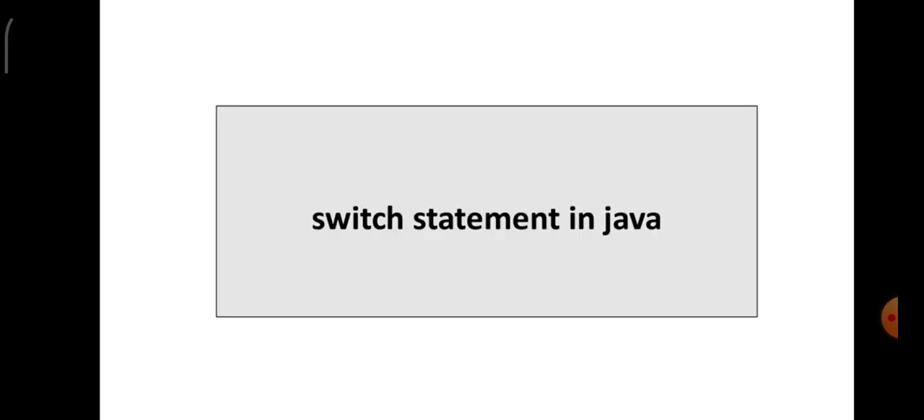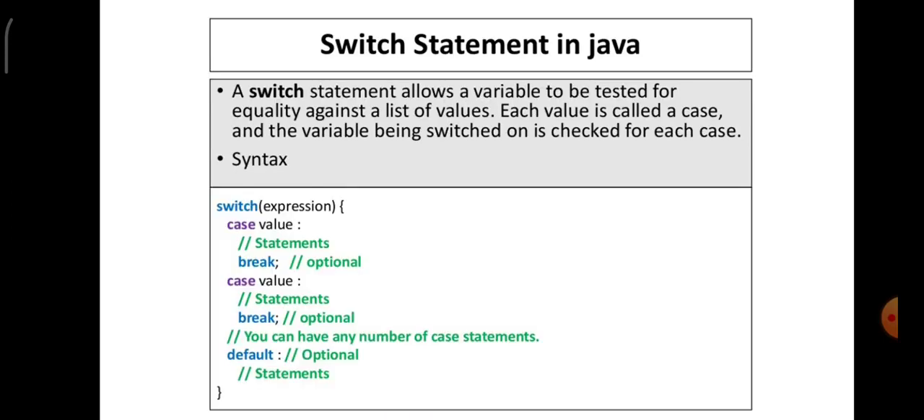Now let us move on to the switch statement in Java. A switch statement allows a variable to be tested for equality against a list of values. Each value is called a case, and the variable being switched on is checked for each case. Syntax. Let us see the syntax.